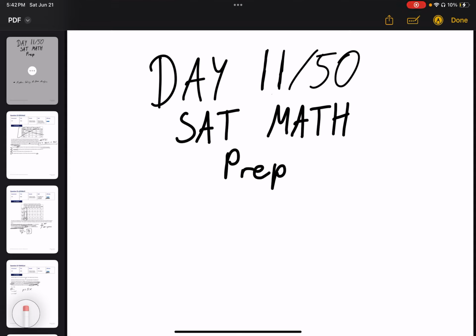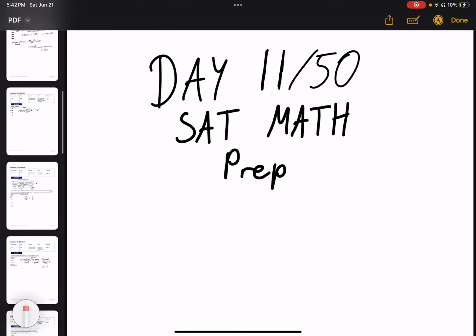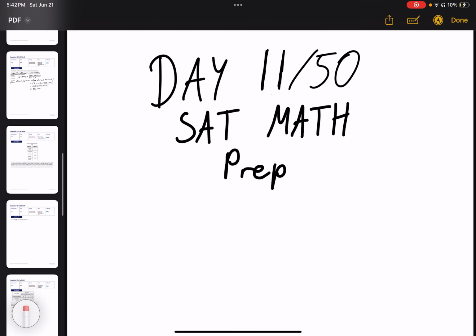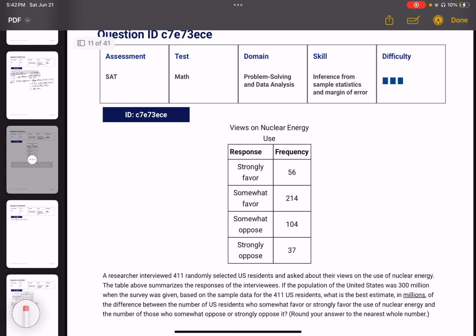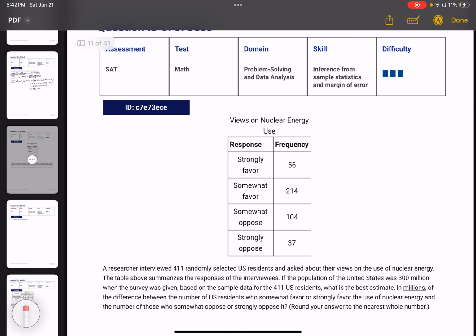Welcome back, everyone. This is day 11 out of 50 of the SAT Math Prep, and we'll be tackling some more data analysis and problem-solving questions. And just remember, these problems have a lot to do with wordy math problems and converting them into formulaic expressions. So this first problem, views on nuclear energy use.